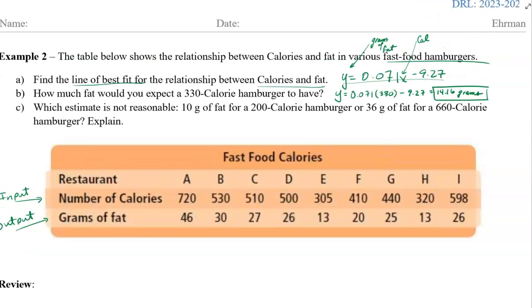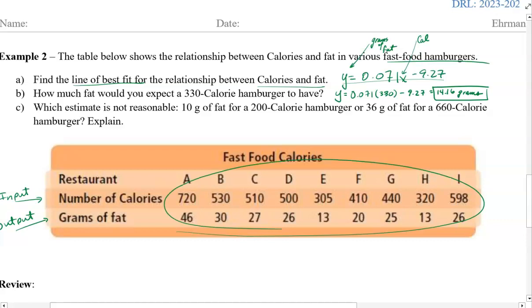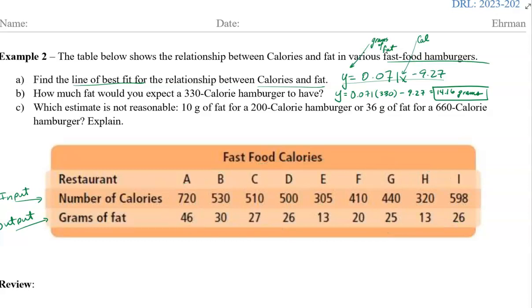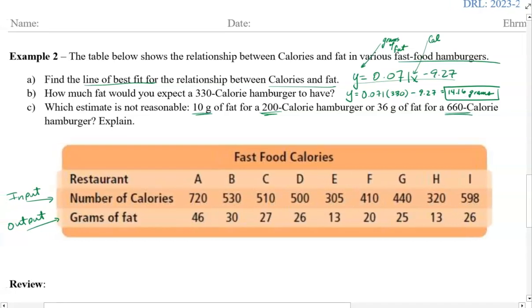And the last part of this example illustrates a good reason why we like to have an equation that fits this data. To answer this question based on just the examples that we've seen here, and even just looking at the graph might be kind of hard to interpret. So the question is essentially, which is more unreasonable? Which one of these doesn't seem to make sense? If I had a 200-calorie hamburger, should it have 10 grams of fat? Or does a 660-calorie hamburger have 36 grams of fat?